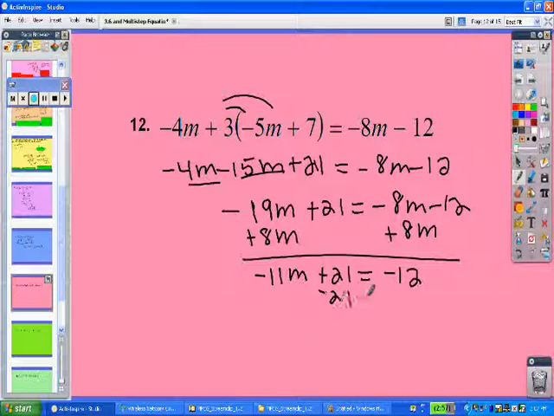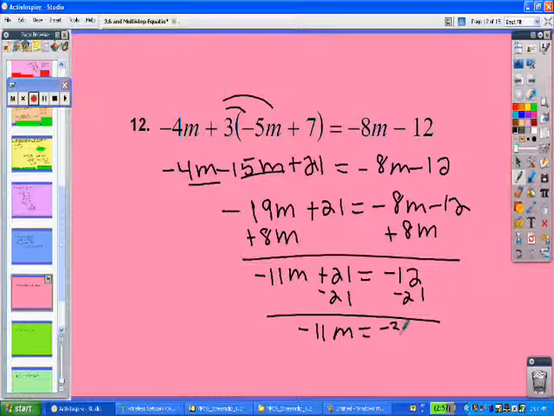Did you subtract 21 from both sides? So I get negative 11m equals negative 33. Divide by negative 11, so m equals a positive 3.